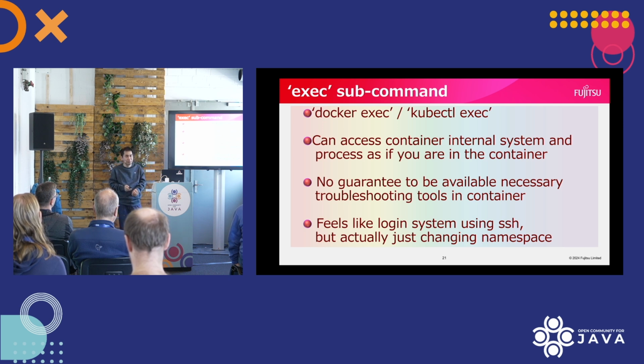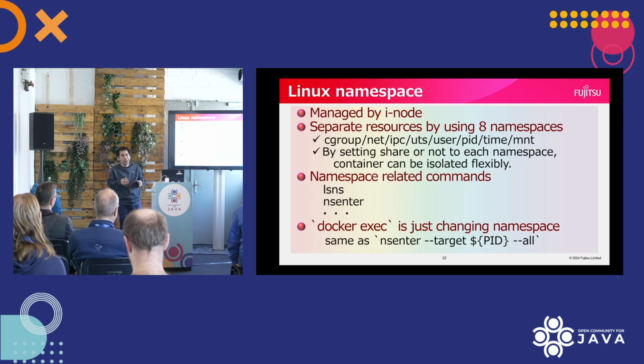So what is a namespace? Understanding the namespace is very important because container systems heavily rely on namespaces. So here I just briefly explain about namespace. Namespace is managed by inode. And the purpose of namespace is to separate some resources by using 8 different namespaces. That is cgroup, net, IPC, UTS, user, PID, time, MNT.